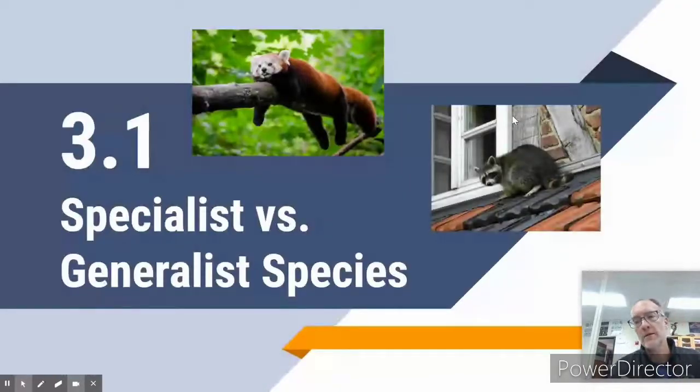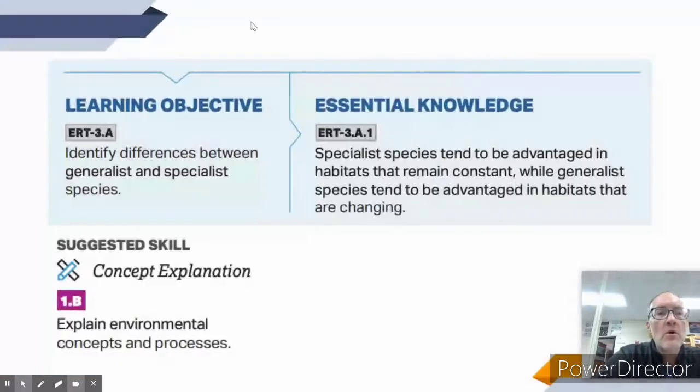So why am I telling you these stories? Because here we've got 2 species that are dramatically different. And that's really the storyline here with 3.1. We're going to be talking about specialist species and generalist species. And then 3.2, we're going to be talking about what are called R-selected species and K-selected species. At the end, you should be able to tell me which one is the panda and which one is the fly. So learning objective: identify differences between generalists and specialists.